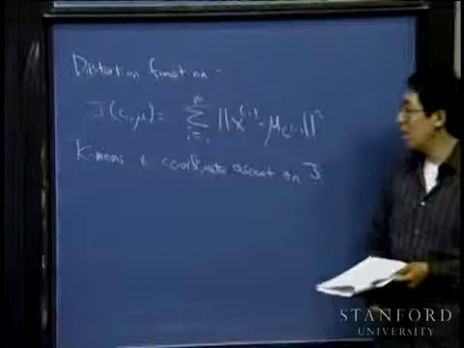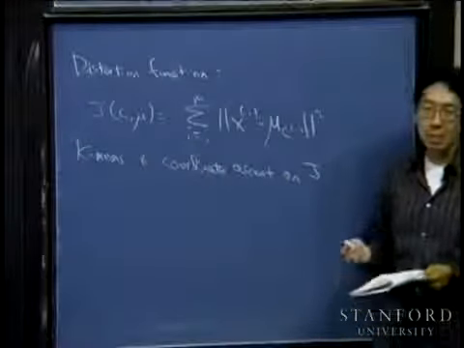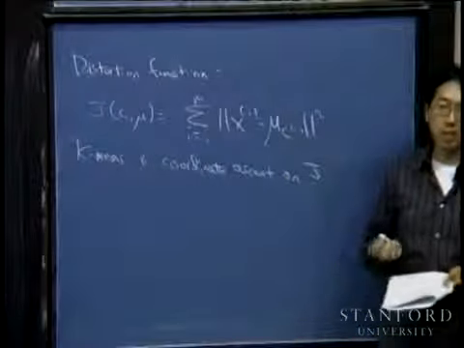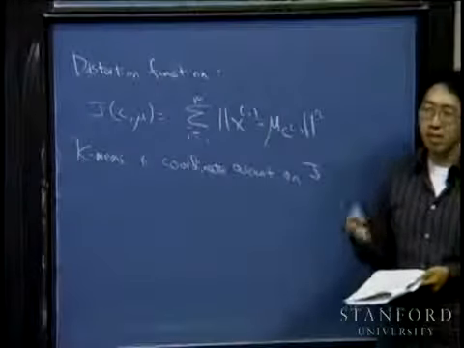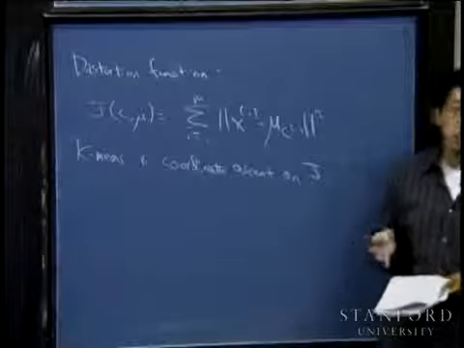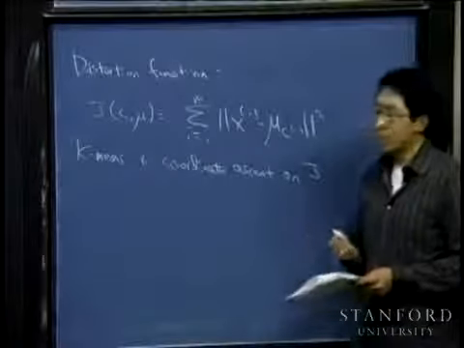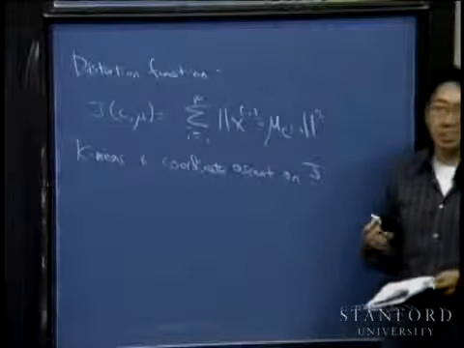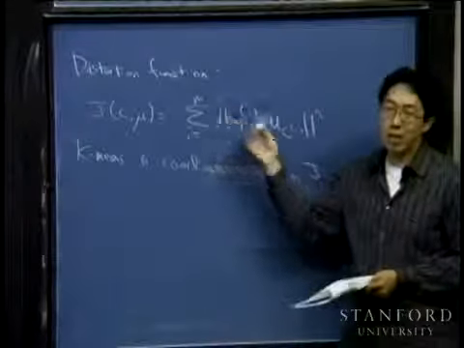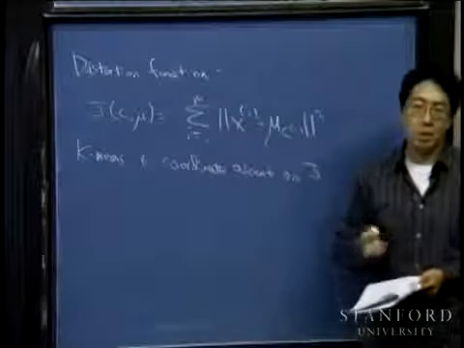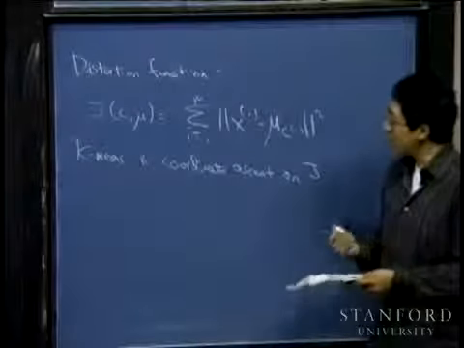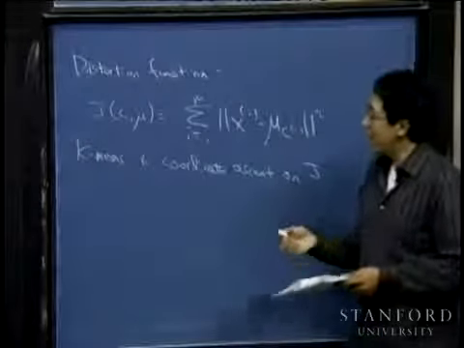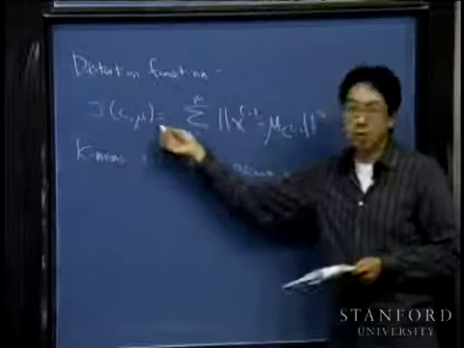It's actually possible that there may be several clusterings that give the same value of J of C, mu, and so k-means may actually switch back and forth between different clusterings. In the extremely unlikely case that there are multiple clusterings that give exactly the same value for this objective function, k-means may oscillate between them. In practice, that just about never happens. But even if that happens, this function J of C, mu will converge.